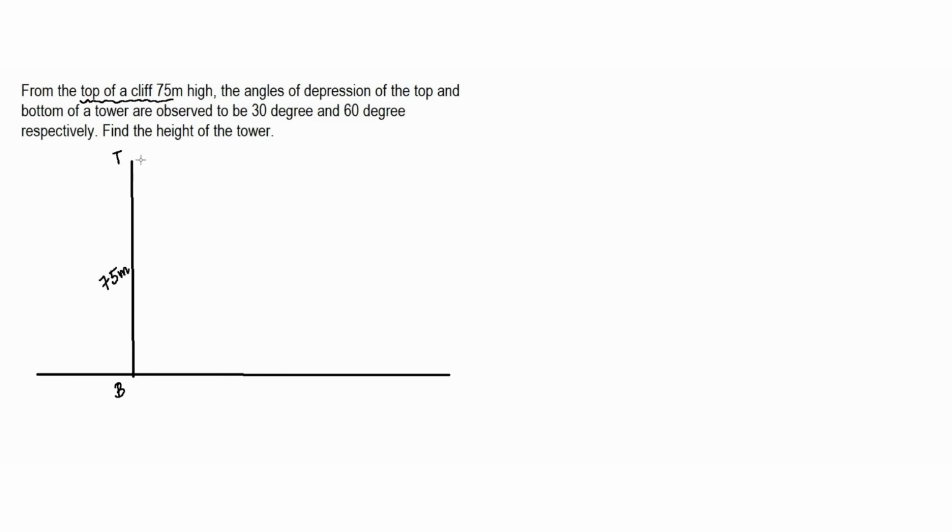When you stand on this particular cliff, the normal line of sight is going to be a line which is horizontal to the ground, right? So this is the normal line of sight. The angle of depression, that means to view the top and bottom of a tower, there is an angle of depression that is experienced, right? The angle of depression of the top and bottom of a tower are observed to be 30 degree and 60 degree respectively. So to view this particular tower, you experience an angle of depression. Even to view the top of the tower, you experience an angle of depression.